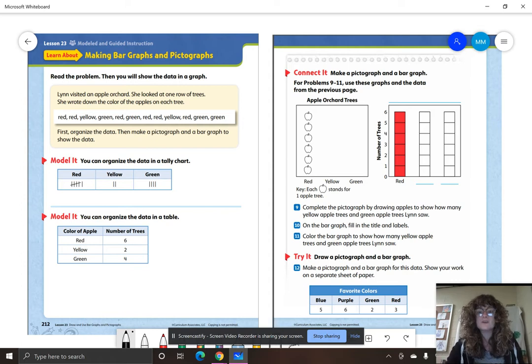For problems 9 through 11, use these graphs and the data from the previous page. All right, so the first one we are looking at is our pictograph. So our pictograph uses pictures to show data. So they have already done red. So we had 6 red apple trees, and each apple stands for 1 apple tree. Now we need to do yellow. Let's go back to our data and see how many yellow apple trees we have. We have 2. So how many apples do we need to draw? 2 apples. And remember, we want to try to keep them the same size.